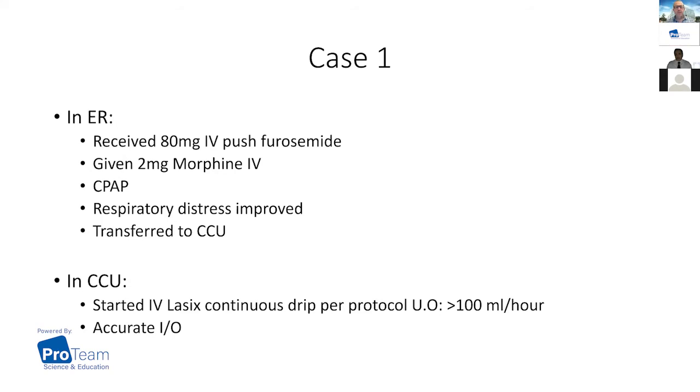In the ER, he received 80 milligram IV push furosemide. He was given 2 milligram of morphine IV. CPAP, continuous pressure support, was applied. His respiratory distress improved, and he was transferred to CCU. In CCU, he was started on an IV Lasix continuous drip per protocol, with a urine output target of more than 100 milliliters per hour, and accurate intake and output.